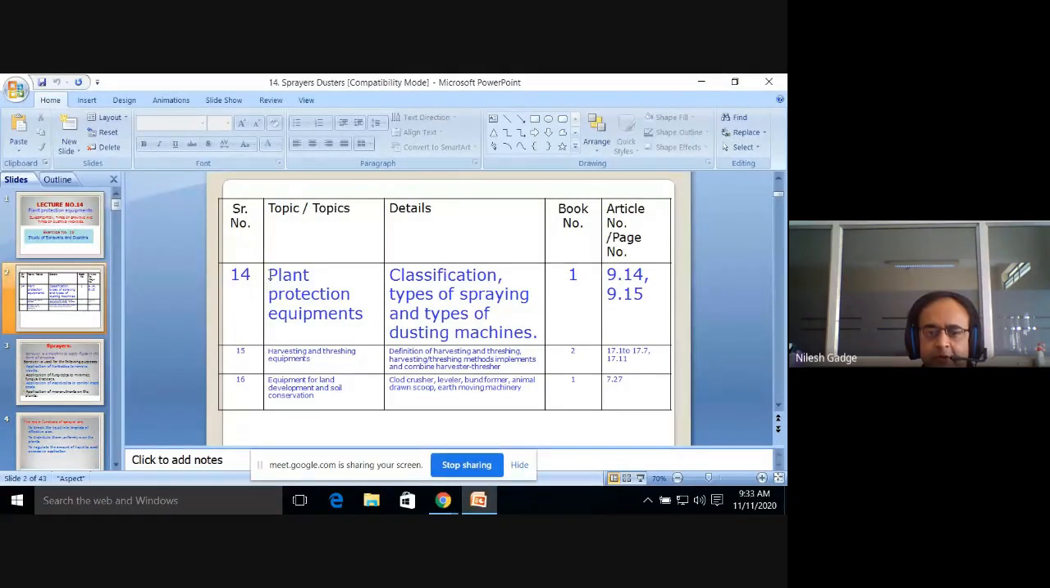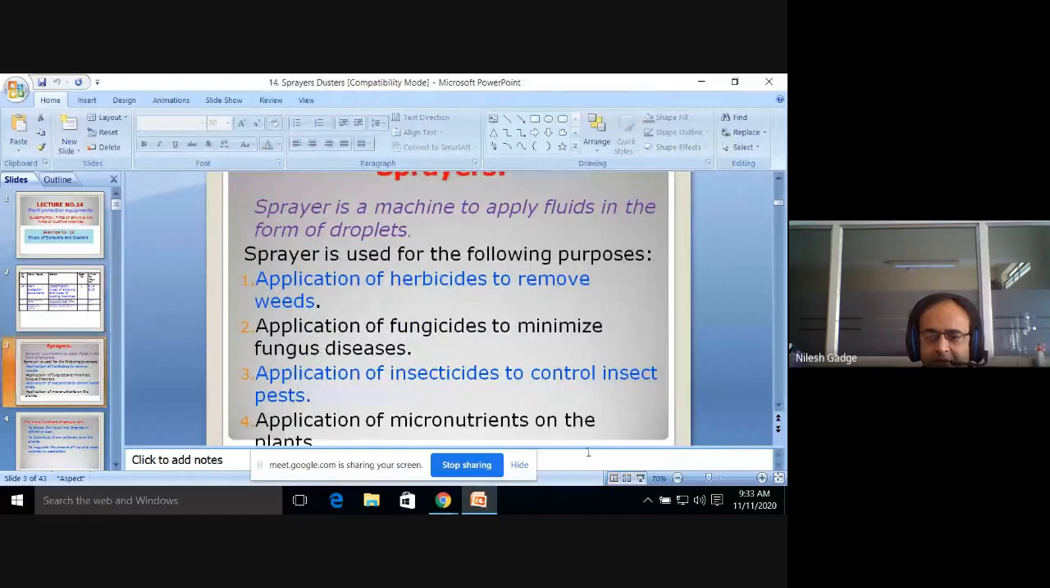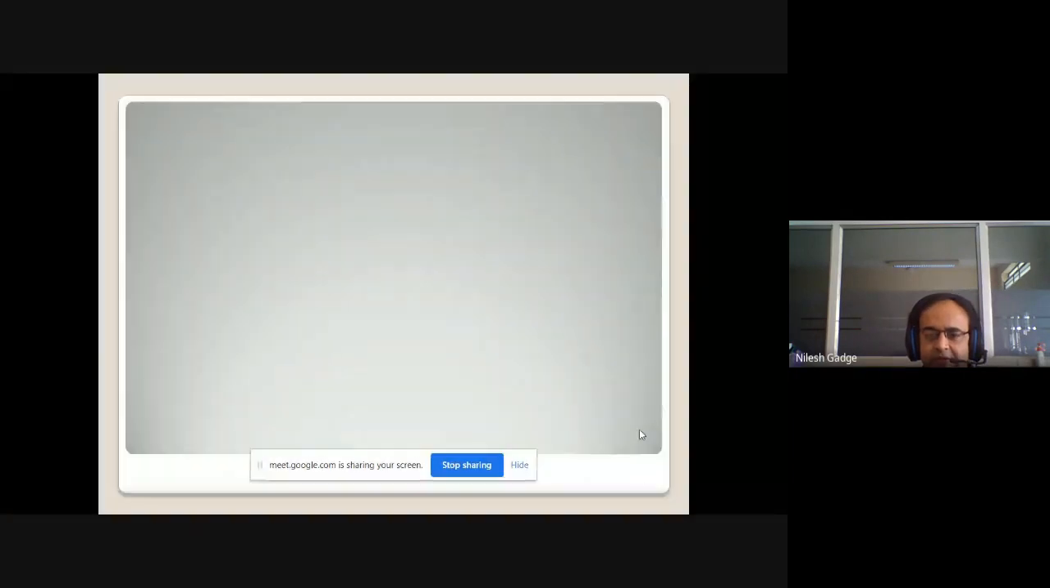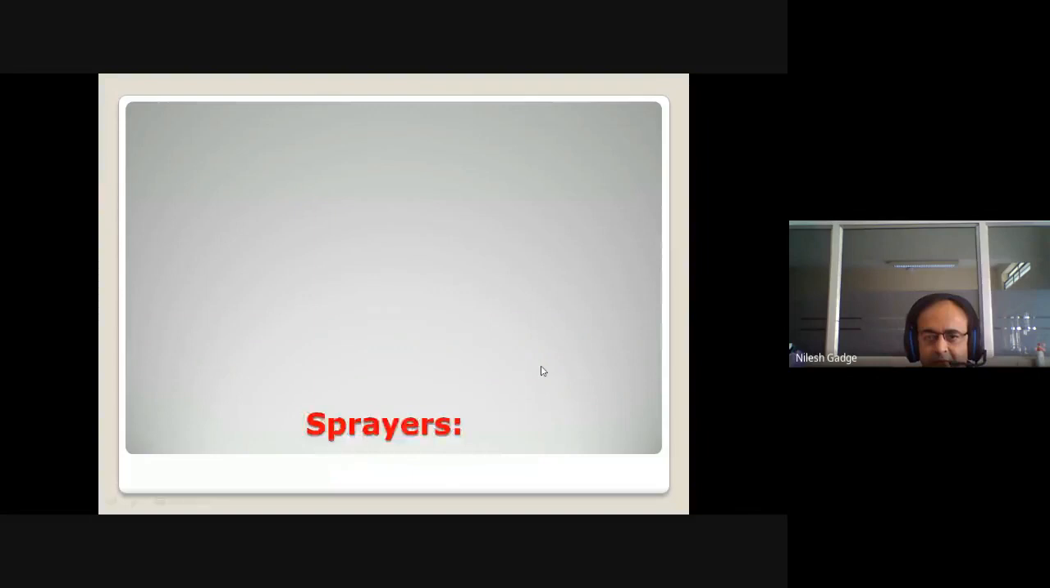Plant protection. The topic is plant protection equipment. In that we will see the sprayers and dusters. Then the last topics are harvesting and threshing equipment, and equipment for land development and soil conservation. Only 3 or 4 topics are remaining. So one topic I will cover now, about the sprayers and dusters. So we'll see what is the sprayer.